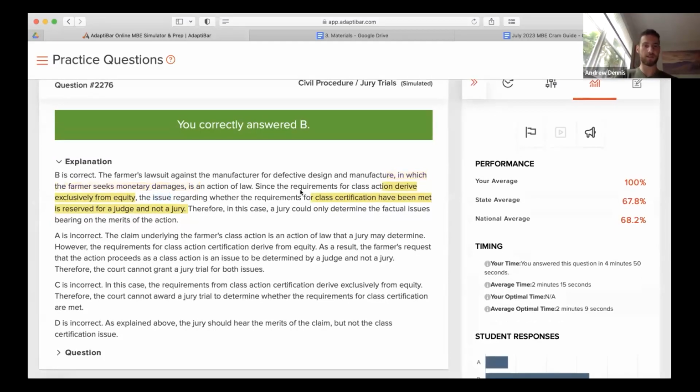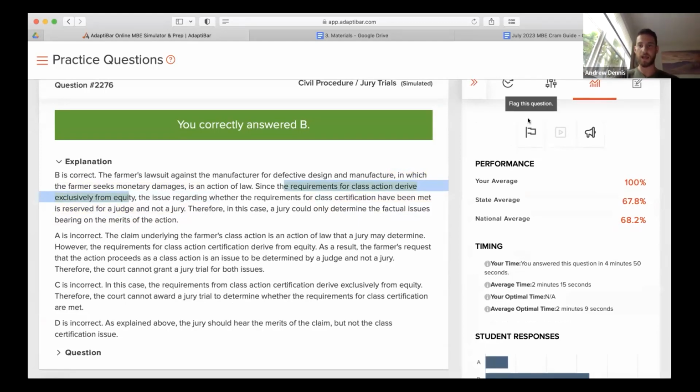The farmer's lawsuit against the manufacturer for defective design and manufacture, in which the farmer seeks monetary damages, is an action at law. Since the requirements for class action derive exclusively from equity, the issue regarding whether the requirements for class certification have been met is reserved for a judge, not a jury, exactly as Matt said. Therefore, in this case, a jury could only determine the factual issues bearing on the merits of the action.